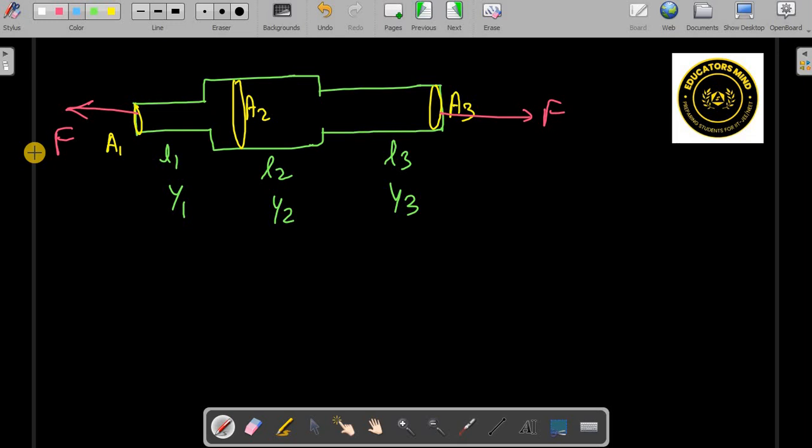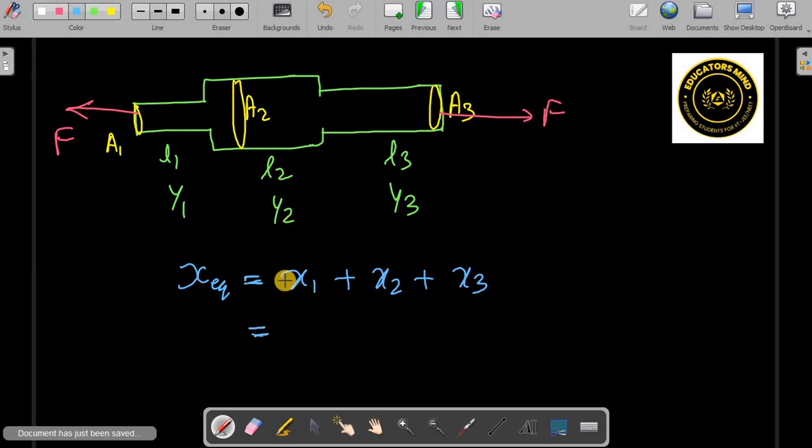So here again you have to take that some deformation will happen. This total deformation, or total x equivalent, because they are in series, right? So total elongation will be elongation 1 plus elongation 2 plus elongation 3. Like that you can write. Now, the total elongation, you have to calculate separately.